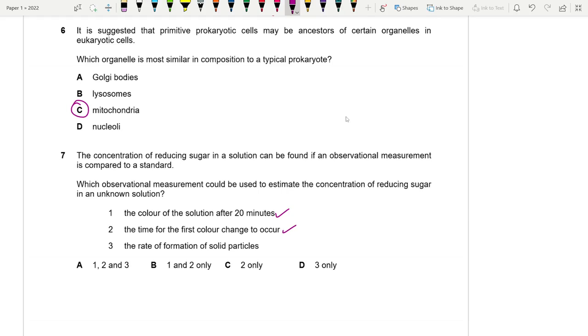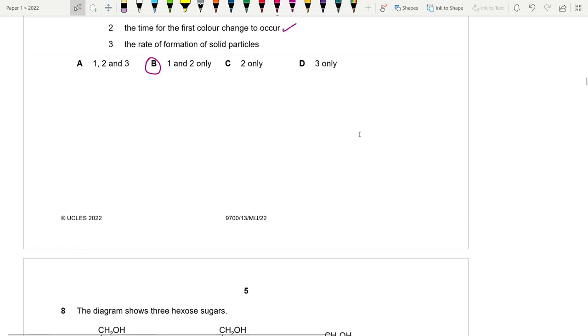The rate of formation of solid particles. Honestly, this isn't a measurement technique. 3 is actually wrong, it should be 1 and 2 only. We mainly measure time. Because to measure rate, we need to find out the change in solid particle per unit time. That would be impossible to observe, okay? Since this is an observational measurement.